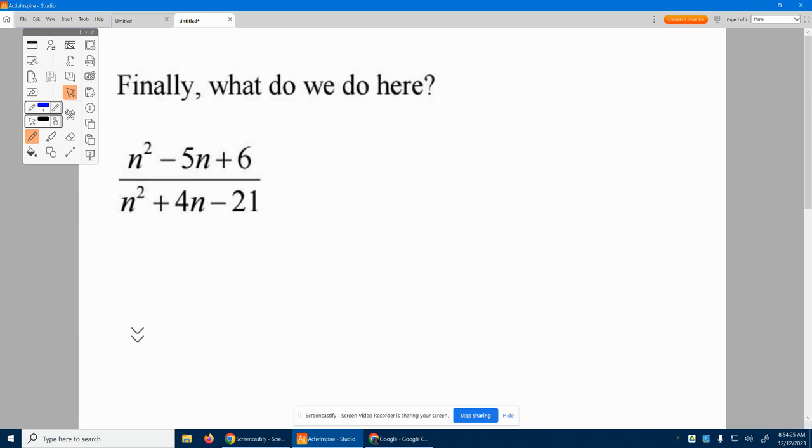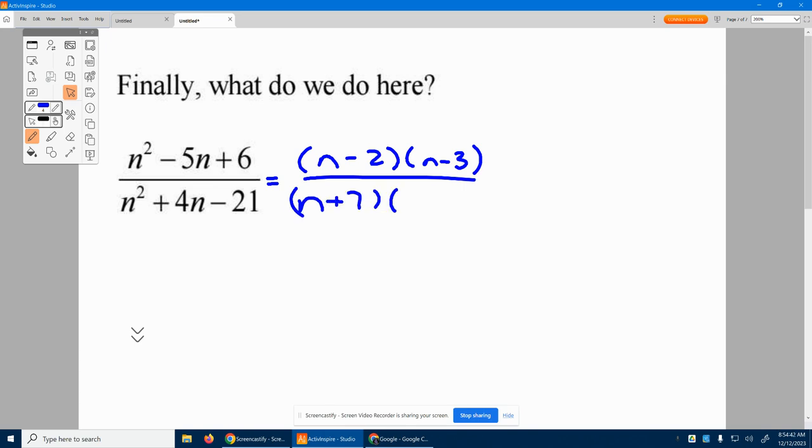And then we have n squared minus 5n plus 6. We could factor the top. The top is going to factor, I can see that's an n minus 2, n minus 3. The bottom would factor, well, 7 and 4 there. I'm going to have an n plus 7, n minus 3. Cancel, cancel. There's your answer, n minus 2 over n plus 7.